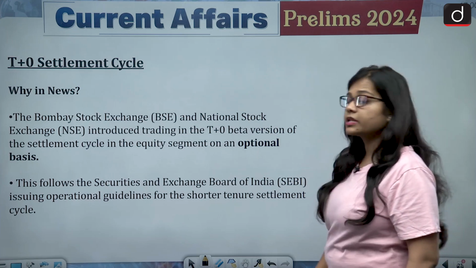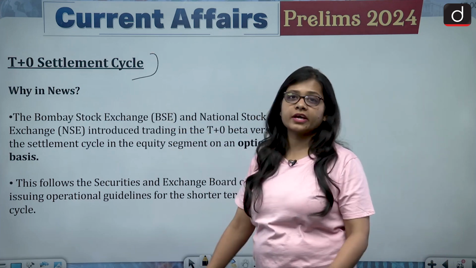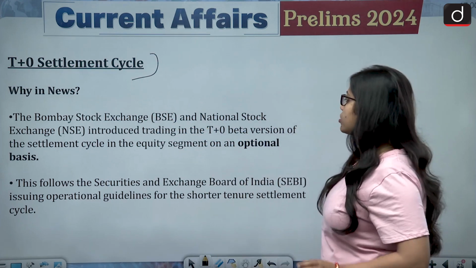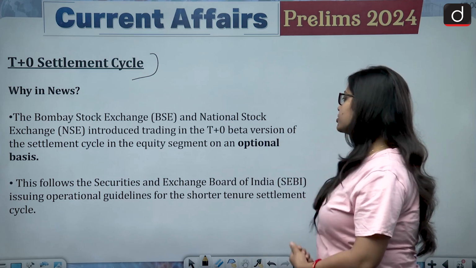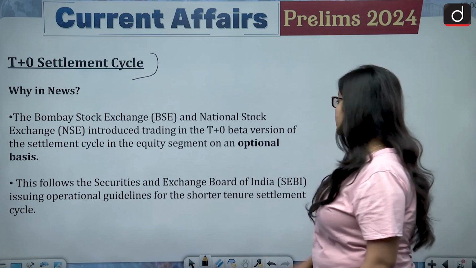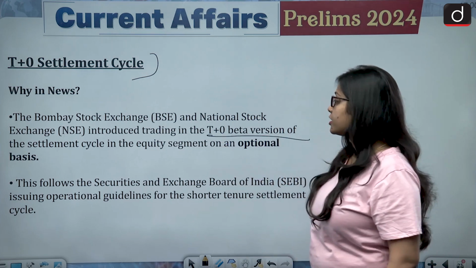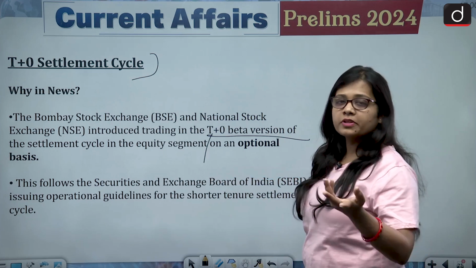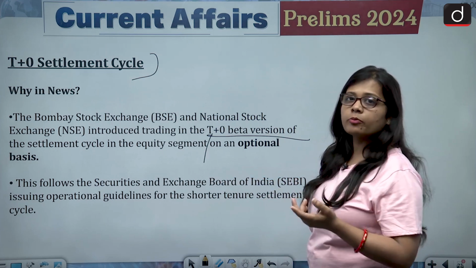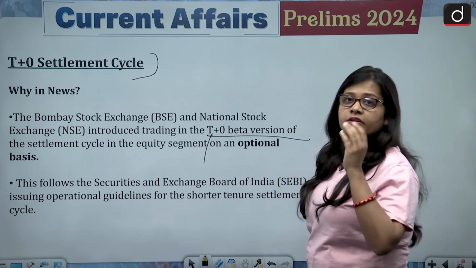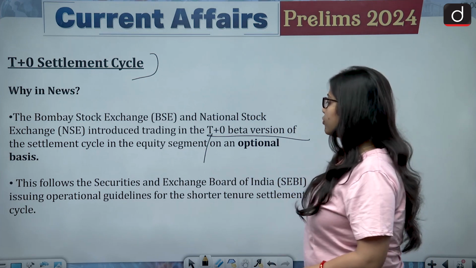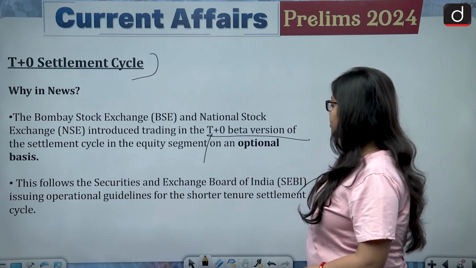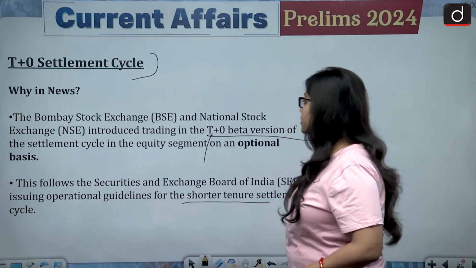Then comes the next topic, that is the T+0 Settlement Cycle. It has recently been included. The Bombay Stock Exchange and the National Stock Exchange have introduced trading in the T+0 beta version of the settlement cycle in the equity segment on an optional basis. So it is not compulsory, it is optional in nature. People can opt for it, and if they do not want, they can leave it also. This follows the Securities and Exchange Board of India, that is SEBI, issuing operational guidelines for the shorter tenure settlement cycle.